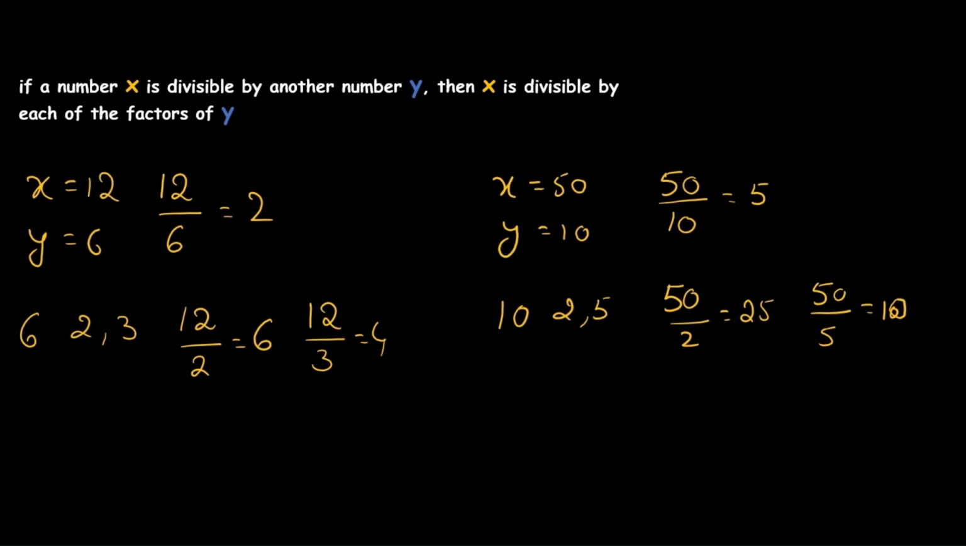So these are a few examples of this rule. Please try with a few more appropriate numbers. Pick one x and another number y which can completely divide x, try with a few more numbers, and then see the factors of whatever number you choose as y. The factors of that number are able to divide x, provided y can completely divide x.